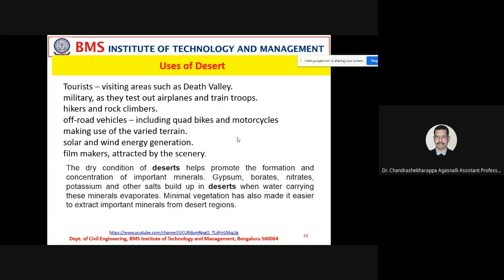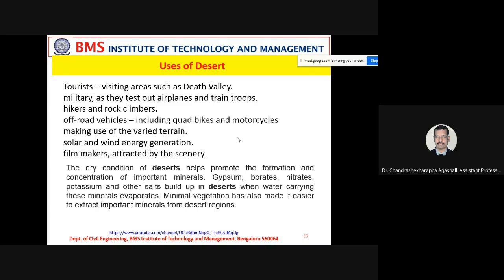you can install solar plants for electricity, and also you can install wind energy, windmills, wind fans. You can fix the wind fans, and definitely it will give a lot of revenue generation. Okay, these are the most revenue-generating categories from the benefits of the desert: solar and wind energy generation.